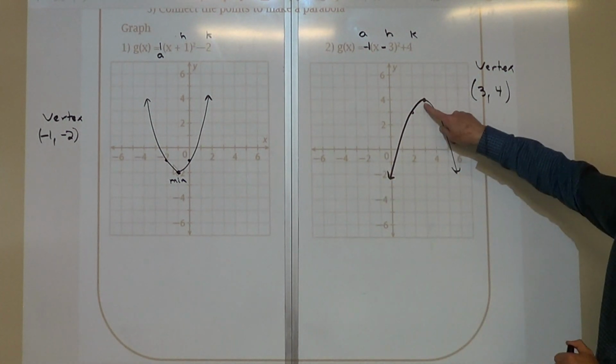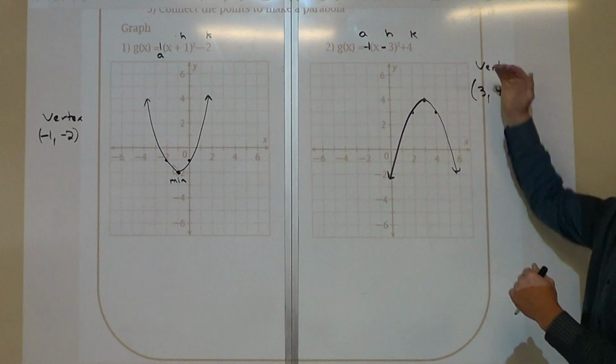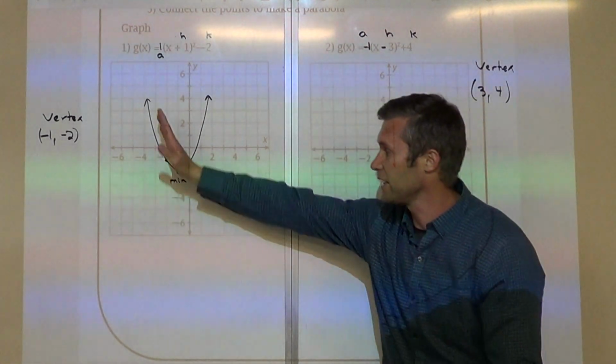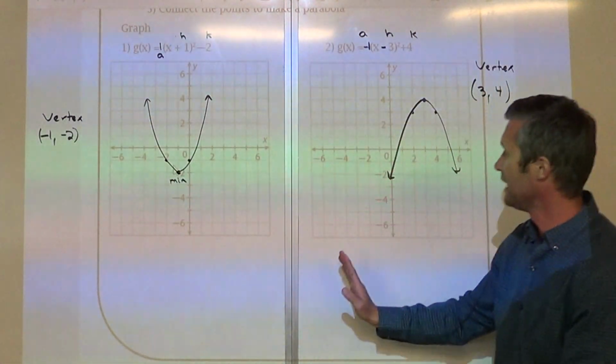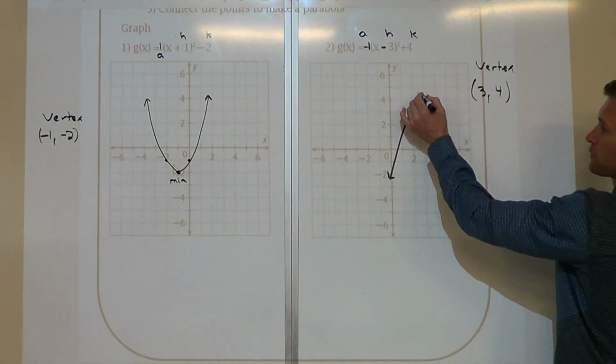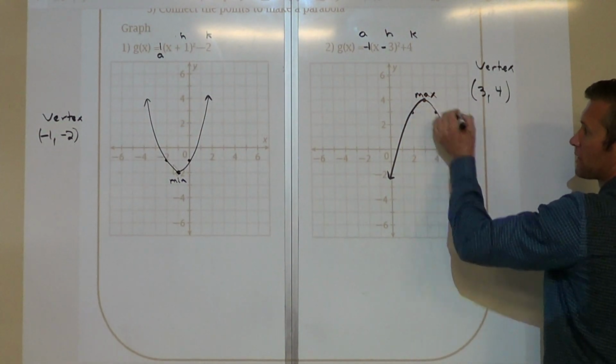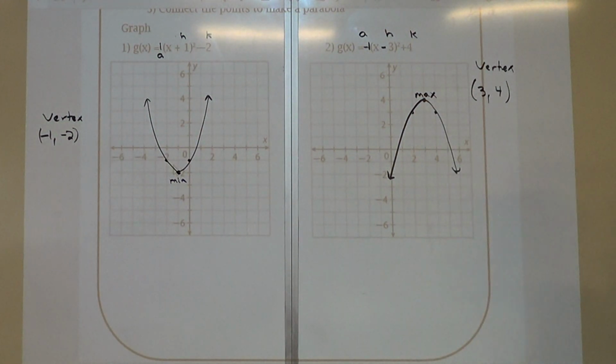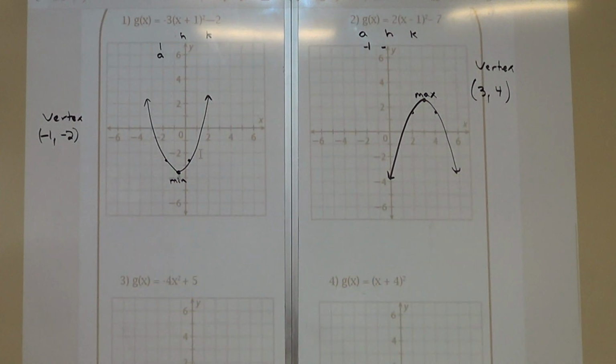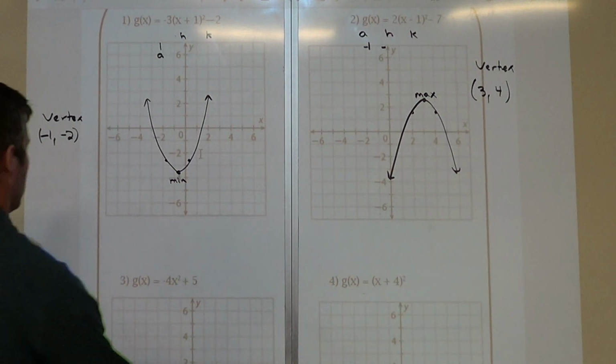Now, this graph now is the highest. It's a hill now. Okay, this is a valley. So in a valley, we get a low point. In a hill, we get the highest point. So we call this point right here our maximum value. Okay, so we'll go through 4 more examples.